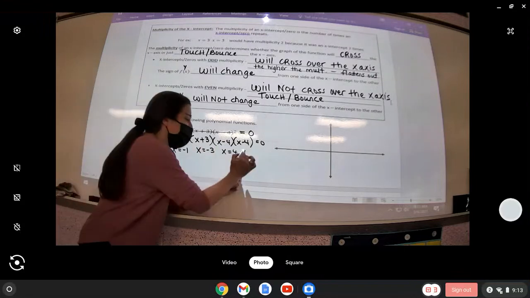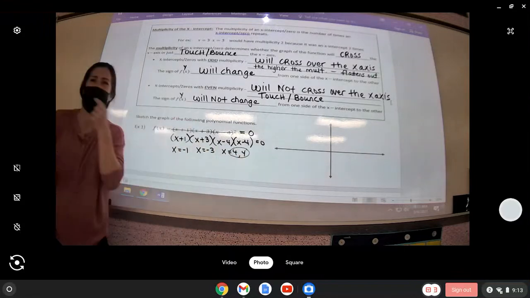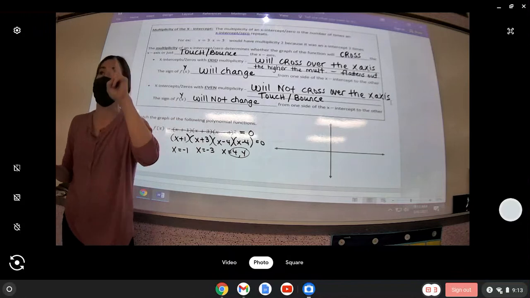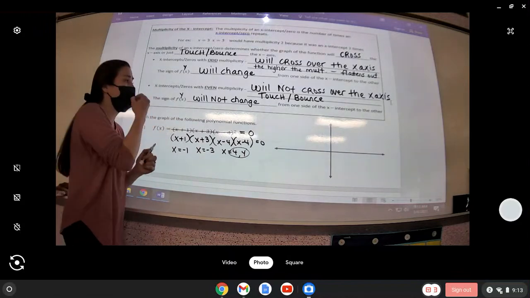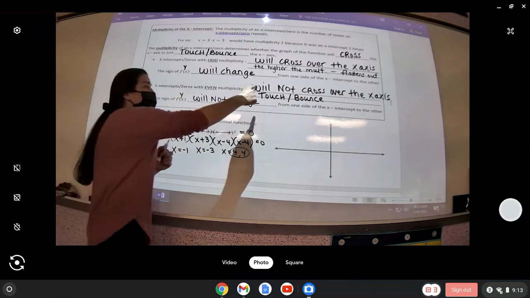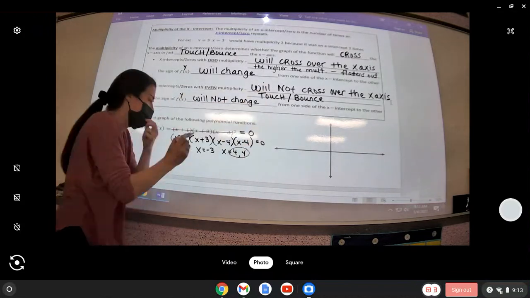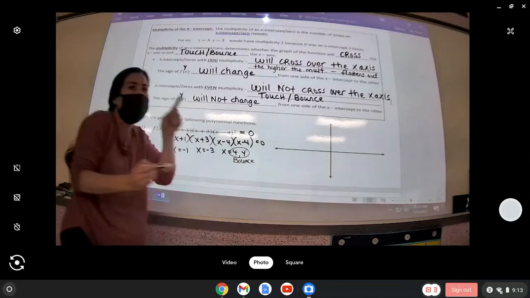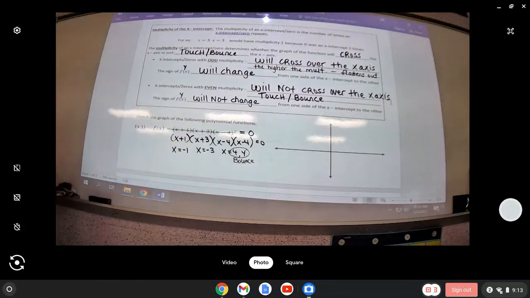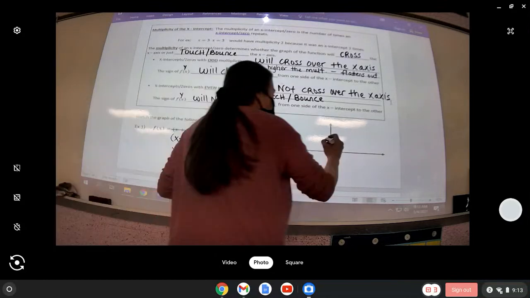So we would say this one, and I circle it to remind myself that he's special. He has multiplicity 2. That's an even multiplicity. And what did we say the graph is going to do at an even multiplicity? That's a touch. That's a bounce. So I even leave myself a little note. That's going to be a bounce. Just to remind myself, he's not a normal x-intercept. He is special. All right, let's plot him on our graph.